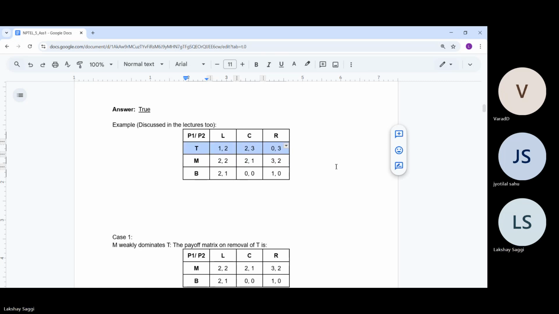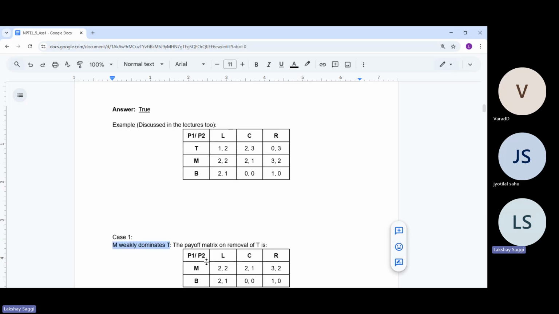This might remove some of the Nash equilibria, but still, this theorem was discussed in the class also: on removing a weakly dominated strategy, whatever is left, if we obtain a Nash equilibrium for that game, then it is a Nash equilibrium for the original game also. So to obtain one of the Nash equilibria, what we can do is just remove this row, the payoff matrix on removal of T, because T is being weakly dominated by M.